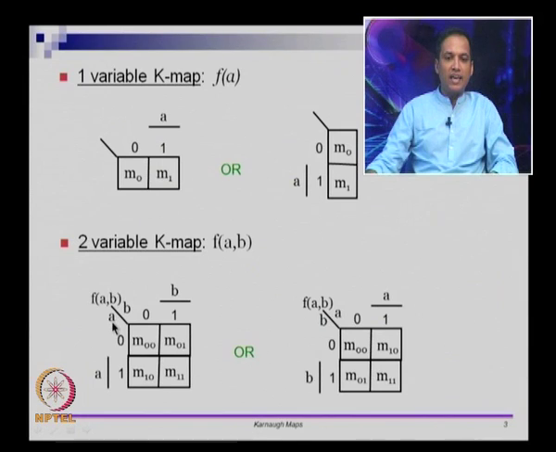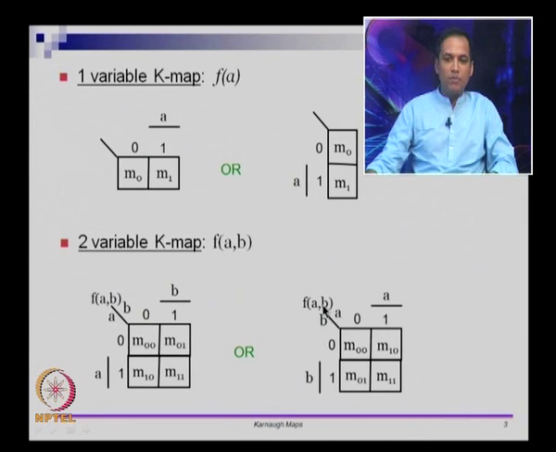In this case, the possible values of A are listed in the rows and the possible values of B are listed in the columns. We go in the order 0 1, and similarly 0 1 here. So, 0 0 corresponds to min term 0, 0 1 corresponds to min term 1, 1 0 corresponds to min term 2, and 1 1 corresponds to min term 3.